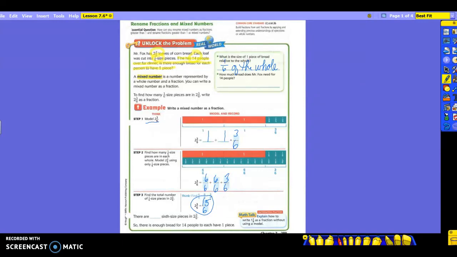So there are multiple ways you can do this. You can do it like we did with the model, or you can do that little trick I showed you with multiplication and addition. Okay? So now let's go back up here.